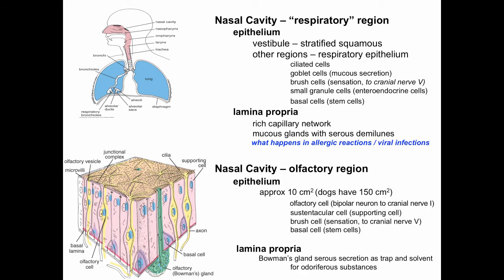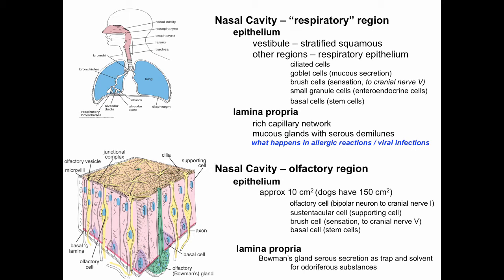The epithelium in the olfactory region in humans, there might be something like about 10 square centimeters of that. In animals like dogs, there's maybe 150 square centimeters. So although olfaction is an important sense, it's not as important as the other senses in humans. In the olfactory epithelium, there are specific bipolar neurons, which are innervated by cranial nerve 1. Those are the neurons for olfaction.